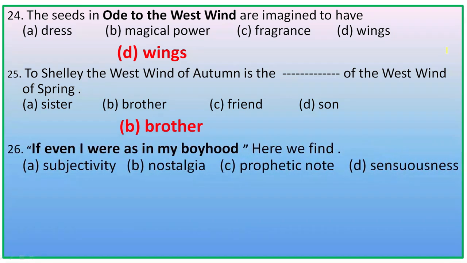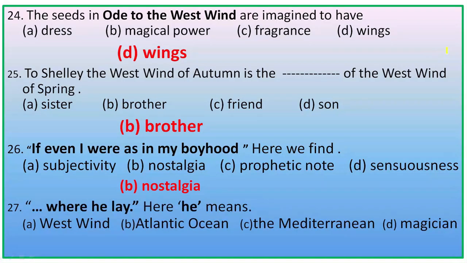Next, question number 26. If even I were as in my boyhood. Here we find the options are subjectivity, nostalgia, prophetic note, sensuousness. Here Shelley glorifies the past of boyhood. So this is one of the romantic traits. It's called love for the past or nostalgia or backward looking mania. It may also be called the glorification of boyhood or childhood. So the right option is B, nostalgia or backward looking mania.